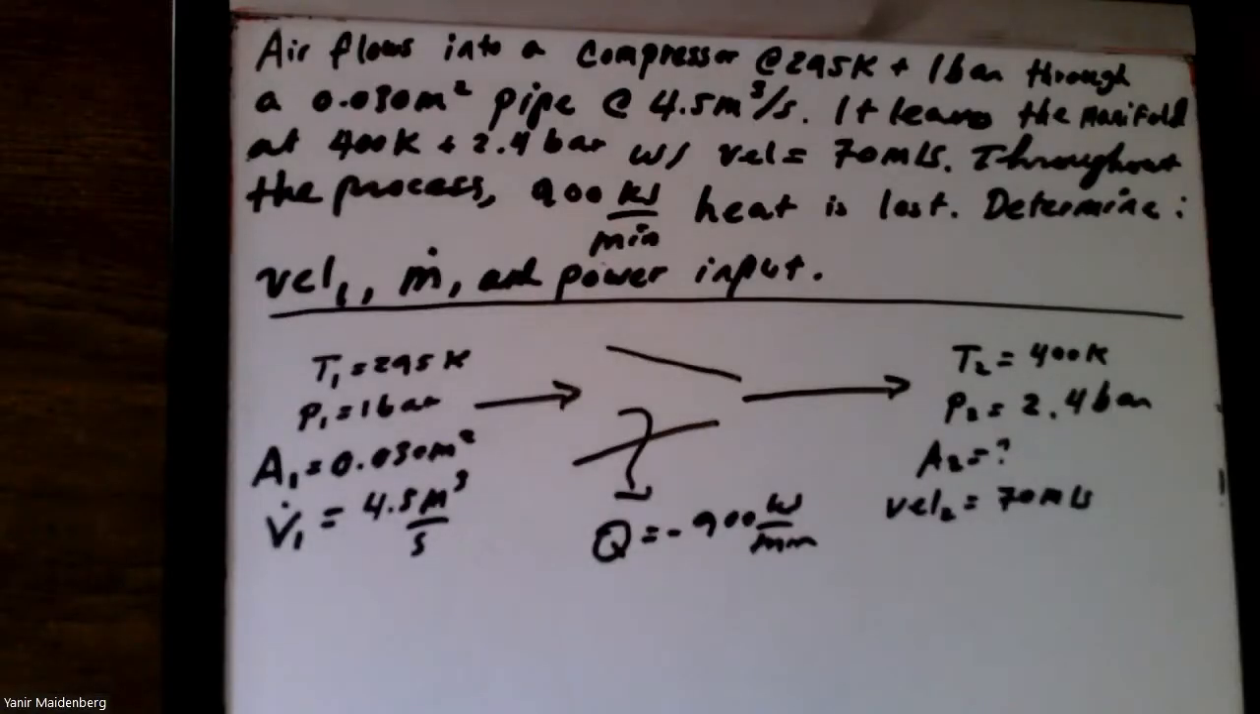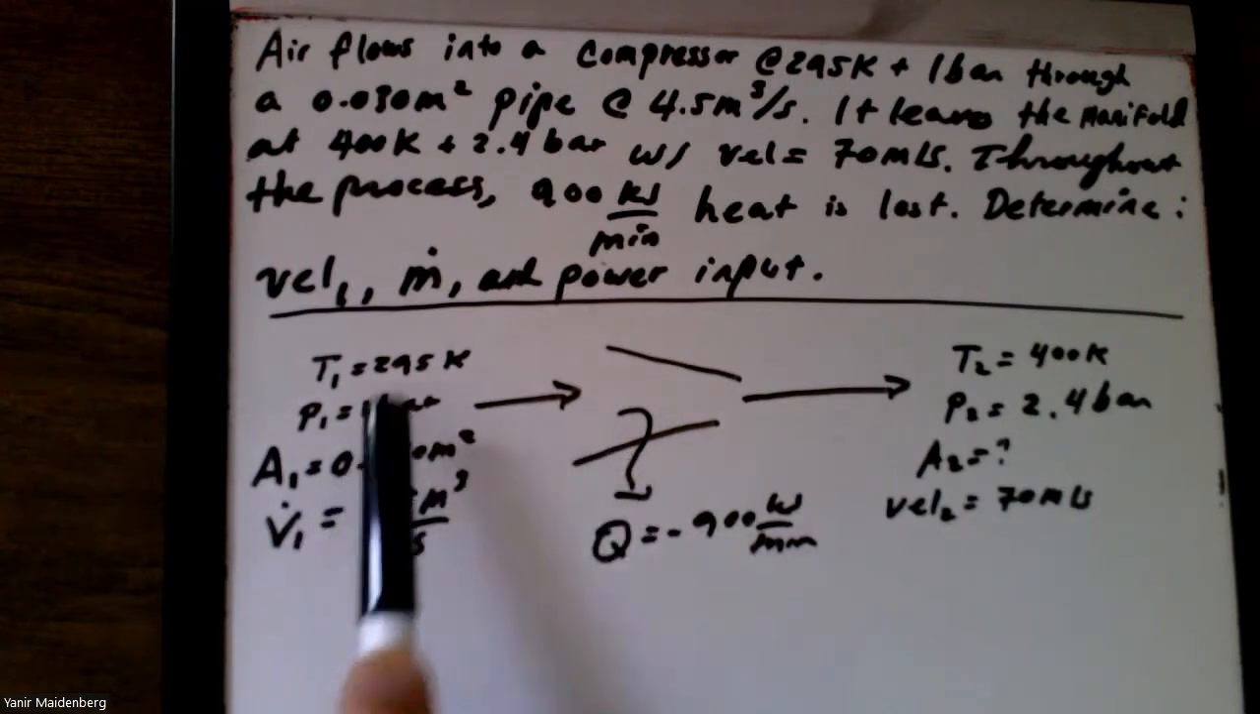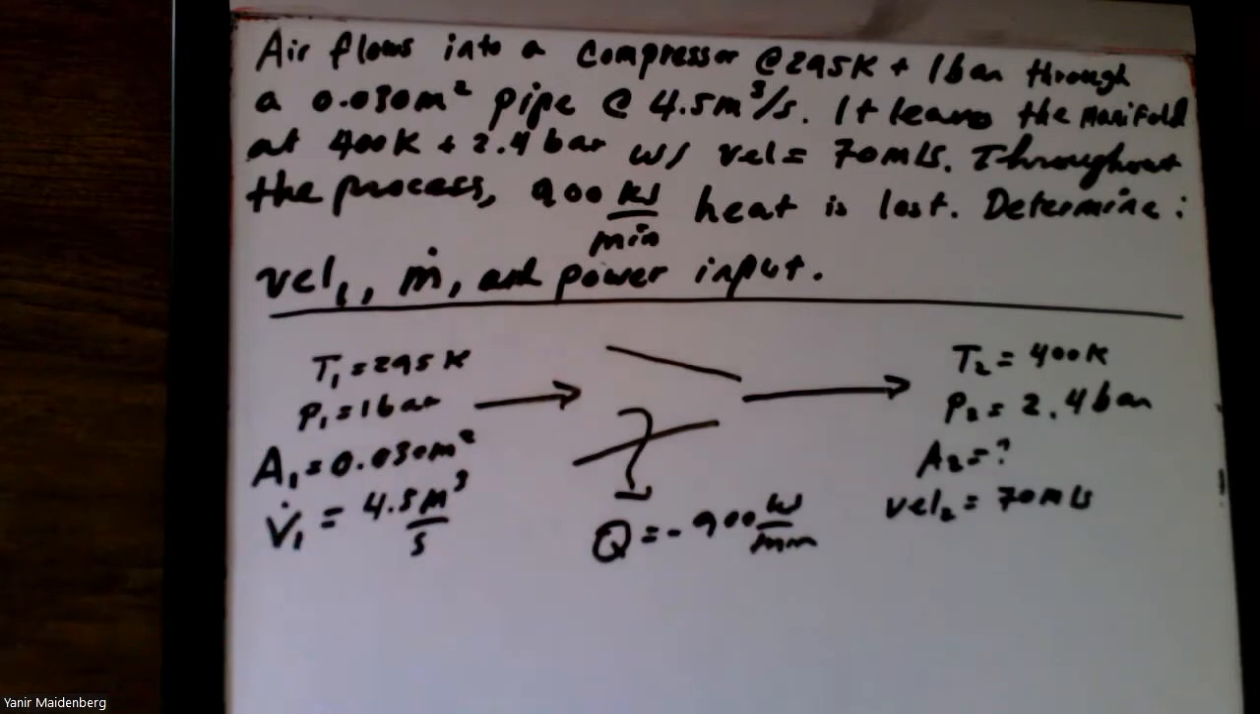Okay, so we have a compressor and we have air, which we're going to assume is an ideal gas. It will flow into the compressor at this temperature and this pressure, and is going to go through an area of 0.030 meters squared with a volumetric flow rate of 4.5 meters cubed per second.